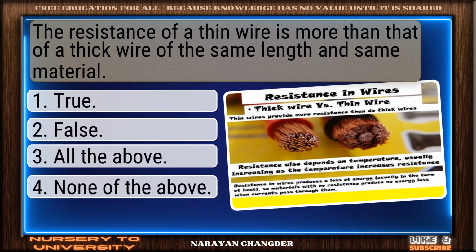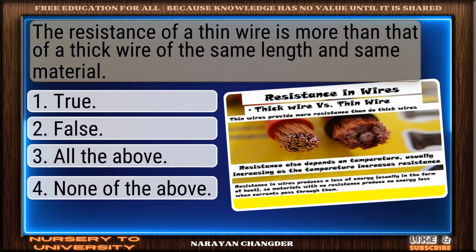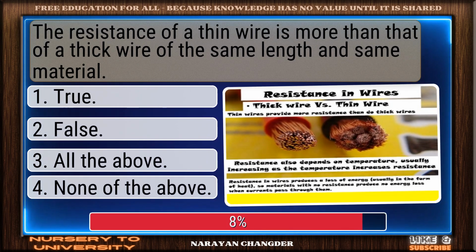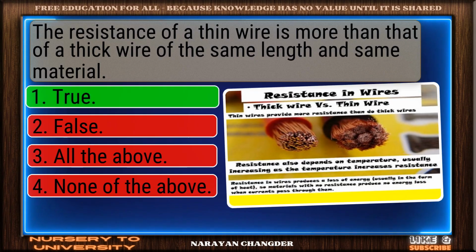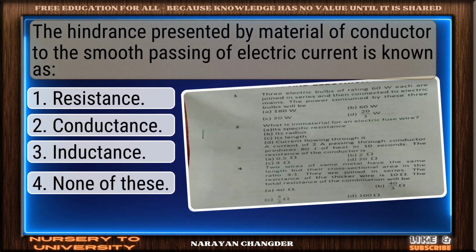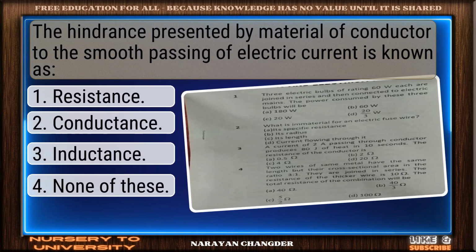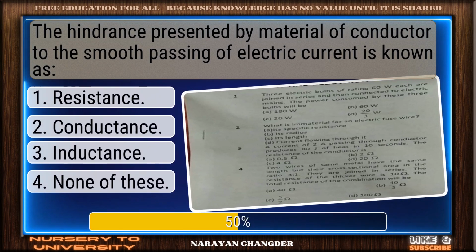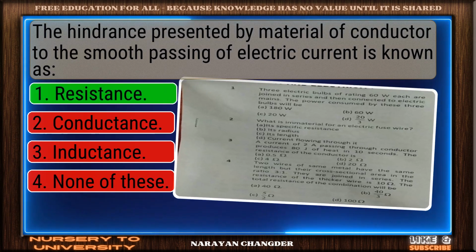The resistance of a thin wire is more than that of a thick wire of the same length and same material. Strong choice. True is right. The hindrance presented by the material of a conductor to the smooth passing of electric current is known as... Excellent choice. Resistance is right.